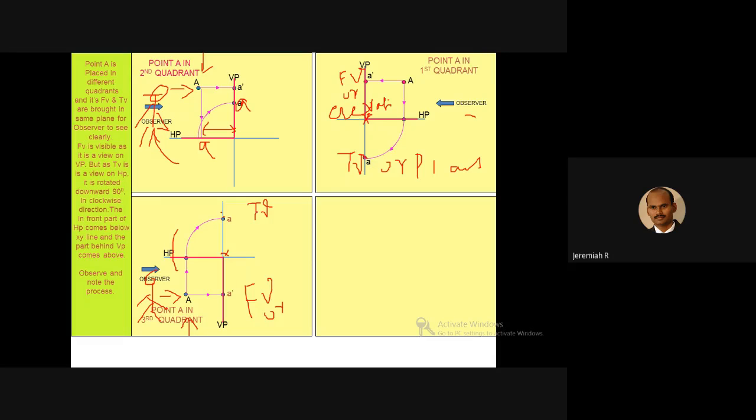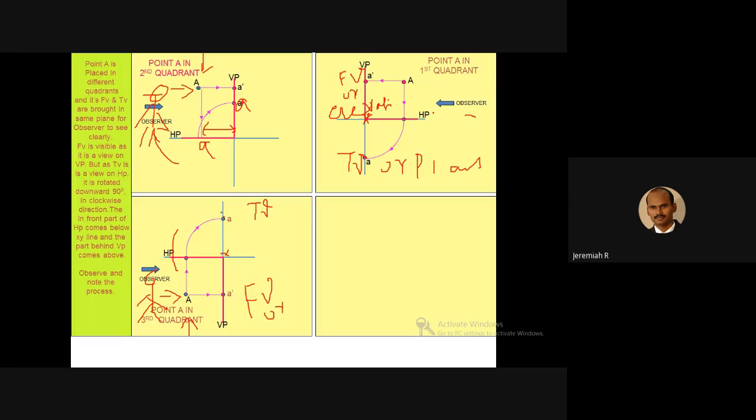Above the XY line you get the top view. That is the only difference. In the first quadrant, the front view will be above the XY line. In the third quadrant, the front view will be below the XY line.